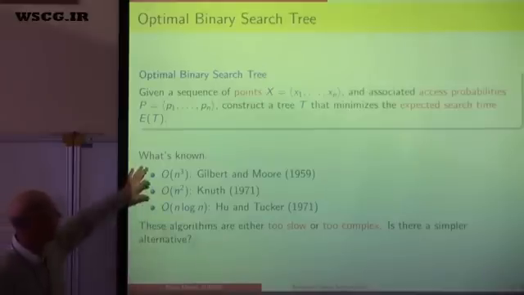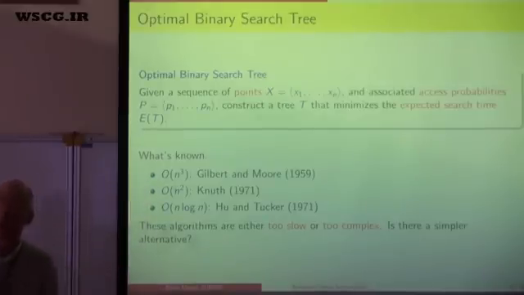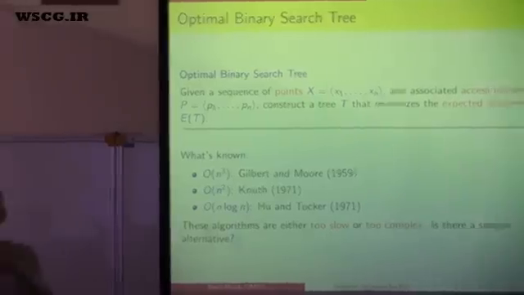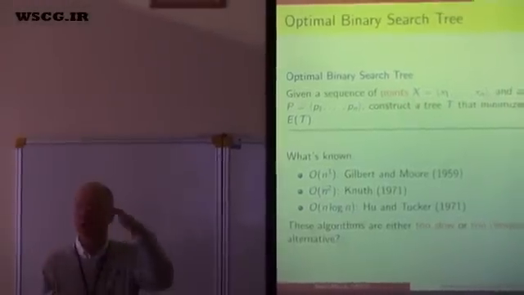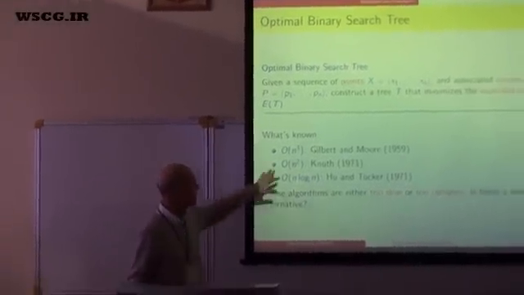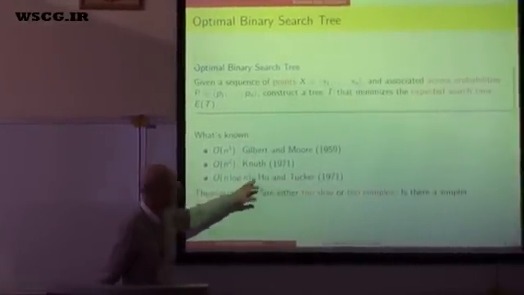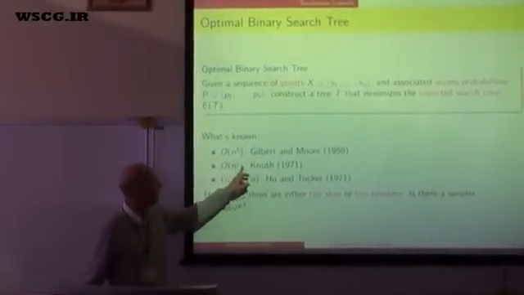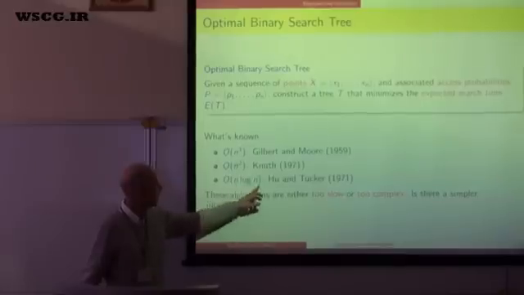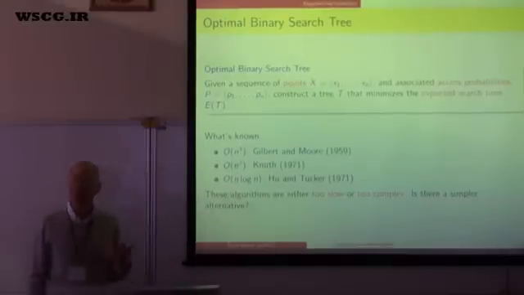I should mention that the assumption made in these tree computations is that the tree is a three-way splitting tree. You can either check less than, equal to, or greater than. And this was the assumption that Knuth had made in his work. Hu and Tucker actually showed that one can do better than n squared. And this was a more clever implementation of the same dynamic programming process.